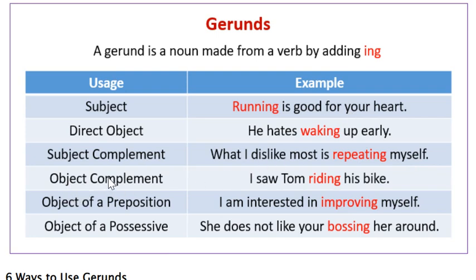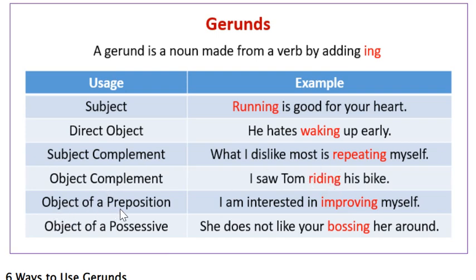For object complement: I saw Tom riding his bike. Riding is the gerund. Ride is the verb. When we add ing, it becomes a gerund.